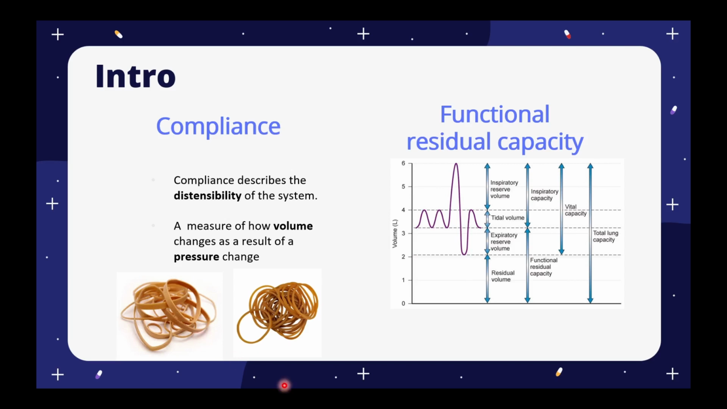Now we can move on to the second concept we have here, which is functional residual capacity. It can be easily defined as the volume that stays in the lung after a normal expiration, not a forced one. And we have another way to calculate it, which is expiratory reserve volume plus the residual volume. So it is signified by this range right here.